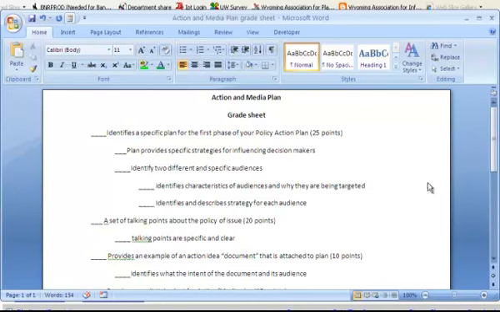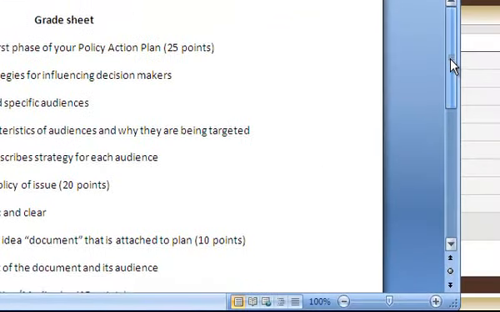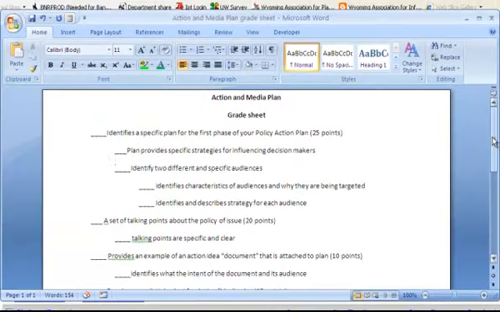Okay, so this connects directly to your policy action plan that you created as your first group assignment for this course. So you're going to want to identify a specific plan for the first phase of your policy action plan. So I asked you to identify goals and objectives. So this is really putting that into action. So your plan should provide specific strategies for influencing decision makers. So how are you going to move your plan forward?